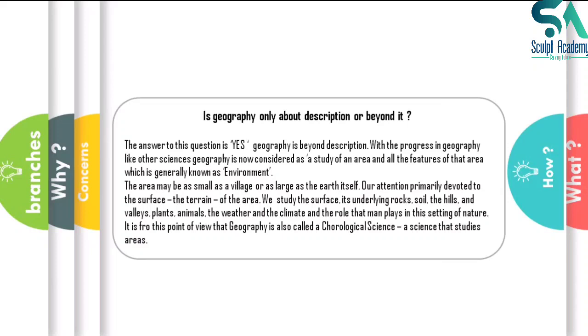That means all the things present in that area are being studied under geography. The area may be as small as a village you live in or as large as the earth itself. Our attention in geography is primarily devoted to the surface, that is, the terrain. We study the surface, its underlying rocks, soils, hills, valleys, plants, animals, weather, and climate, and the role that man plays in this setting of nature. It is from this point of view that geography is also called a chorological science, a science that studies an area completely.